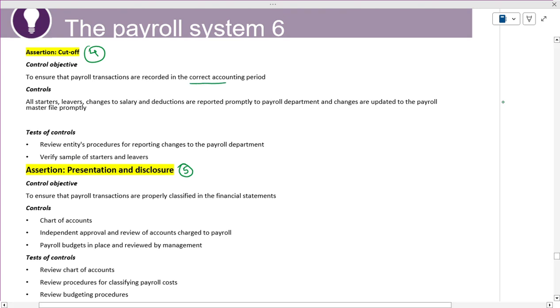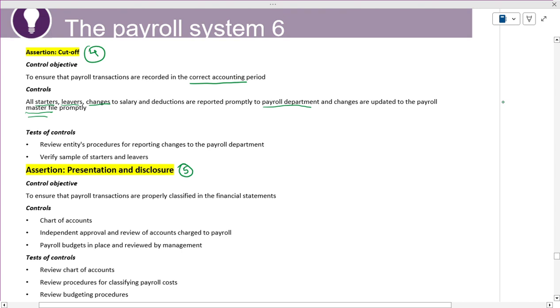It has to be recorded in the correct accounting period. You will see all the starters, leavers, changes. Here, three groups are there: the people who have joined, the people who are leaving, and those who are having any changes. Promptly to the payroll department. Anything that happens in HR has to be updated to the payroll department. Fine. And your master file has to be updated accordingly.